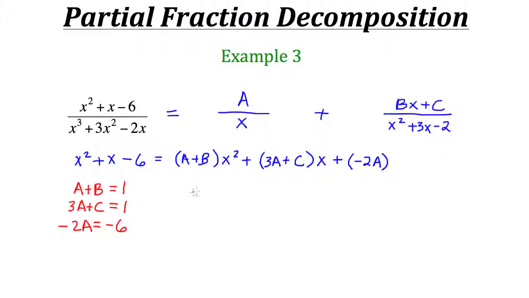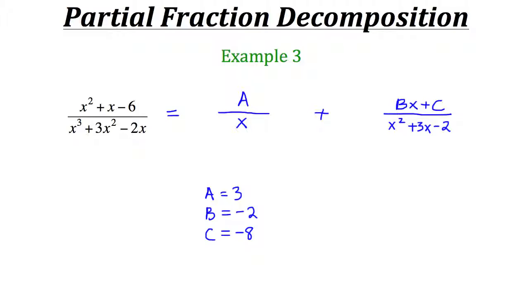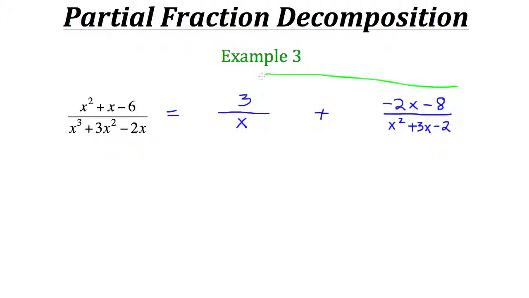Which means the values for your variables are a equals 3, b equals negative 2, and c equals negative 8. And this gives us a result of 3 over x plus (negative 2x minus 8) all over (x squared plus 3x minus 2). So that would be the partial fraction decomposition for our rational expression in this example.